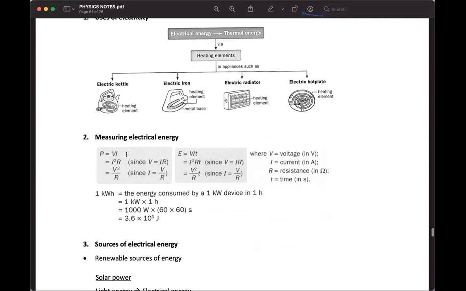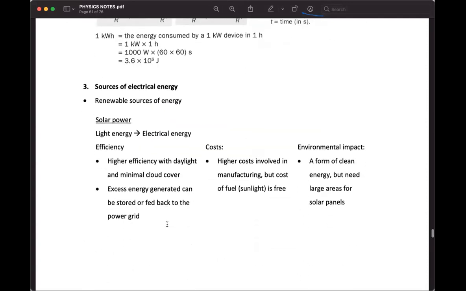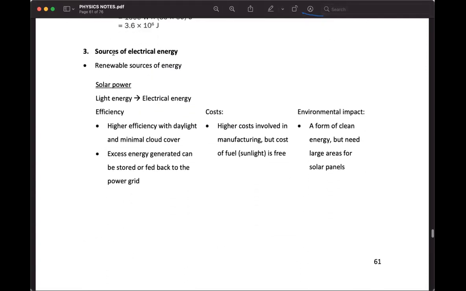I mentioned the 3P formula and the 3E formula. This will be my exit question. Later you're going to tell me. And also calculate: 1 kilowatt hour is how many joules, which is 3.6 megajoules. You actually know about this. Now the next part.